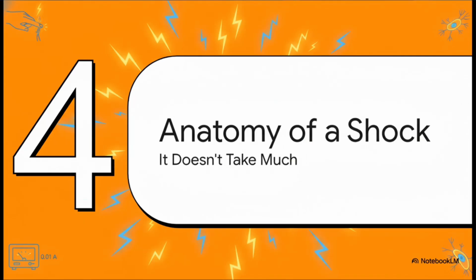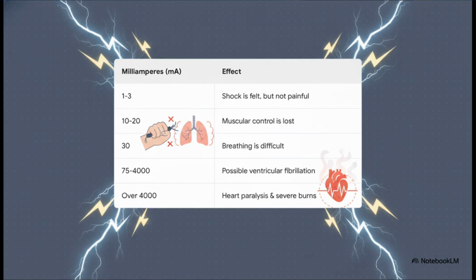So how much current does it actually take to be dangerous? You might be imagining a lightning bolt, but the truth is, it's a terrifyingly small amount. We're talking about tiny, tiny fractions of an amp. Just look at this. We're measuring in milliamps. That's 1,000th of an amp. At just 10 to 20 milliamps, you can lose control of your muscles. That means you literally can't let go of the wire that's shocking you. A little higher, at 30, it can paralyze your diaphragm and you can't breathe. Anything above that, and we're in deadly territory.